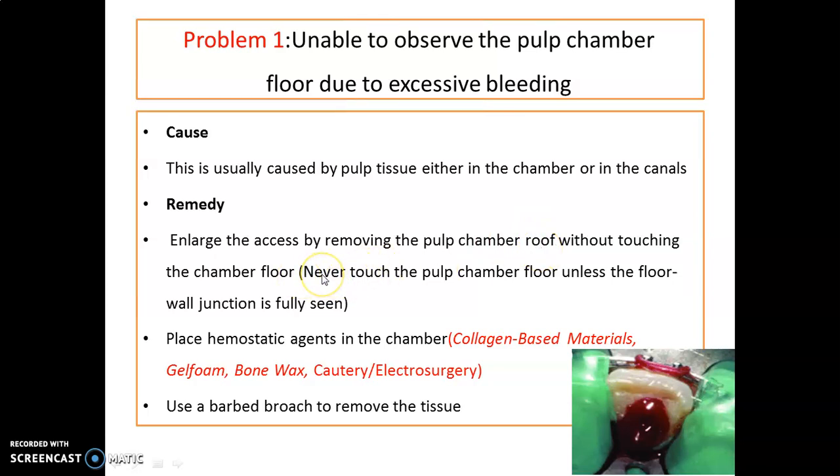There is an important statement given in Cohen: never touch the pulp chamber floor unless the floor wall junction is fully seen. You can also place a hemostatic agent in the chamber, like collagen based materials, gel form, bone wax, cautery or electrosurgery. And you can use a barbed broach to remove the tissue.